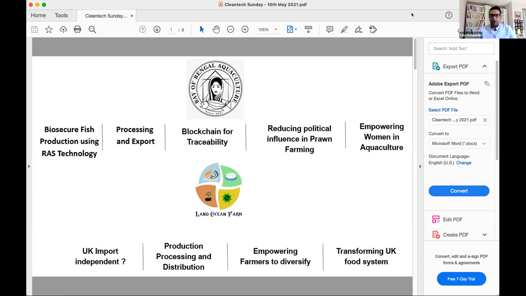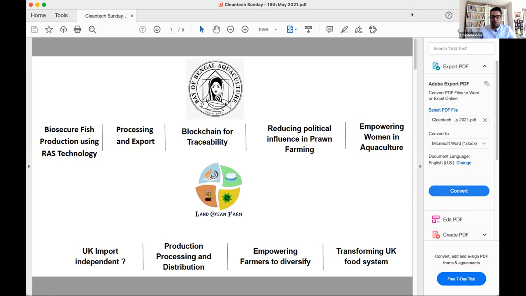Hi, good morning. I have a very small presentation. In the interest of time, I will finish it quickly. So if I can share that quickly. I work as a chef. When we take a block of prawn in our hand to cook, it has traveled nearly 5,000 to 6,000 miles. There is a lot of carbon footprint in there.